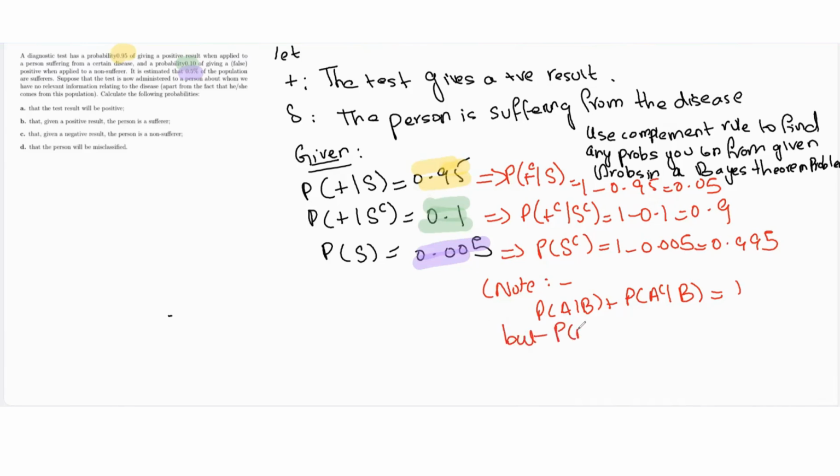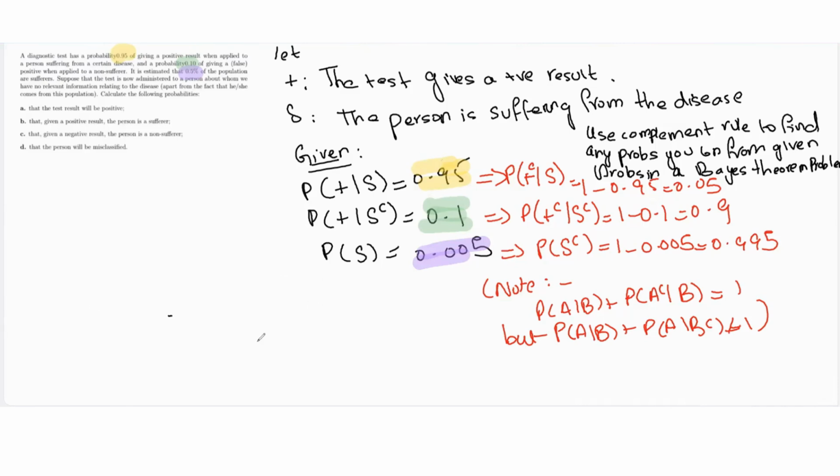But this is not true in general. The probability of A given B plus the probability of A given B complement is not equal to 1. So the complement rule here says if I know the probability of positive given sufferer is 0.95, then the probability of not positive given sufferer is 1 minus 0.95, because the sum of the probability of all outcomes has to be 1, even if you're looking at a reduced sample space. Even given S, you can either have a positive result or a non-positive result.